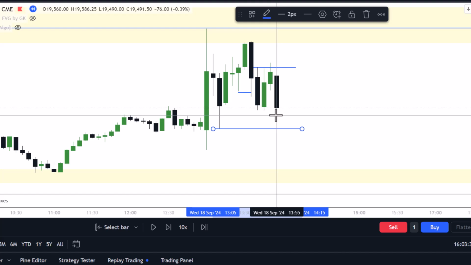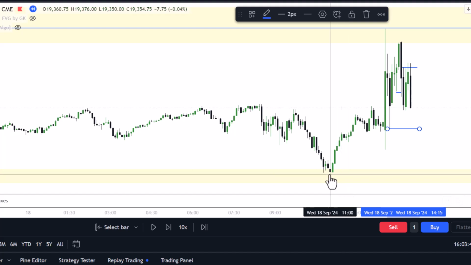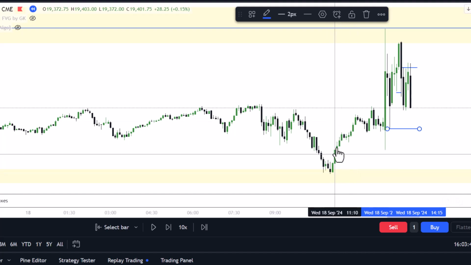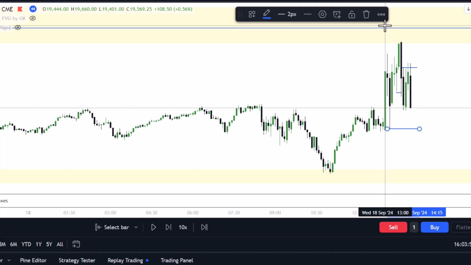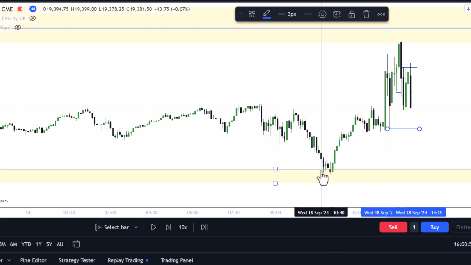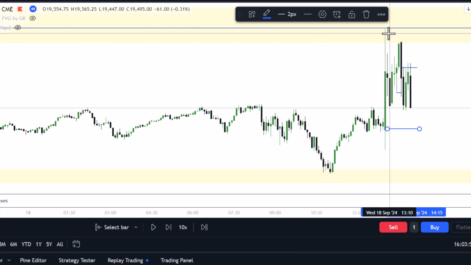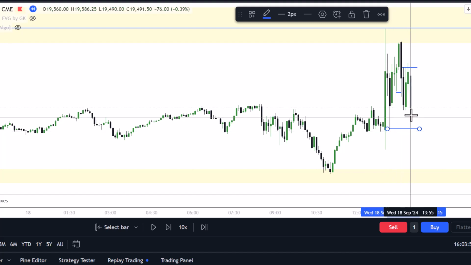So that's how we did it. That's the strategy. It's very simple. You can use it over and over again. Back test this strategy. Know that once you take one side of liquidity, the next target is going to be the opposite side of liquidity. Very simple, right? So from sell side to buy side, and then from buy side to sell side, and so on and so forth.